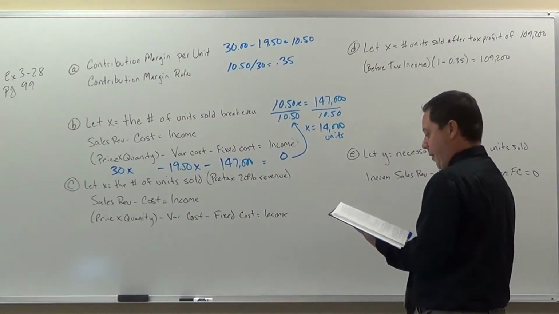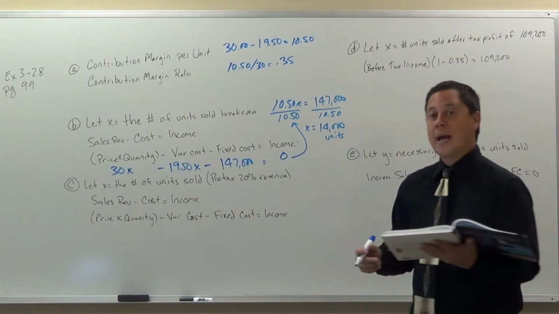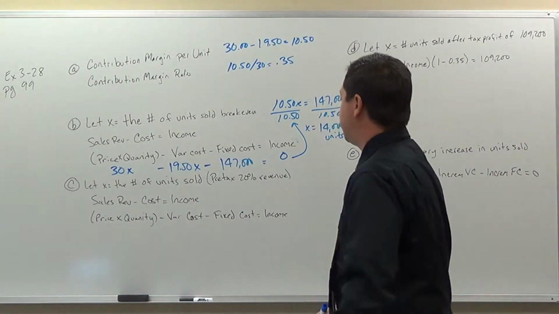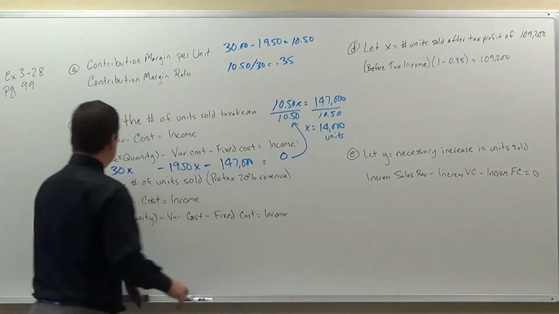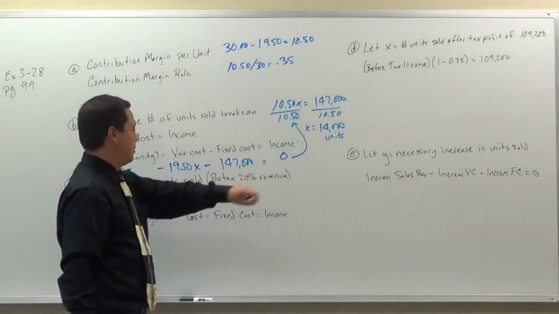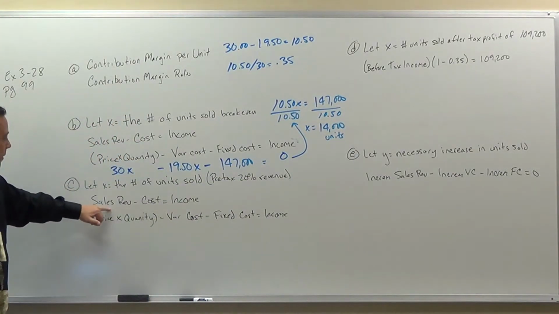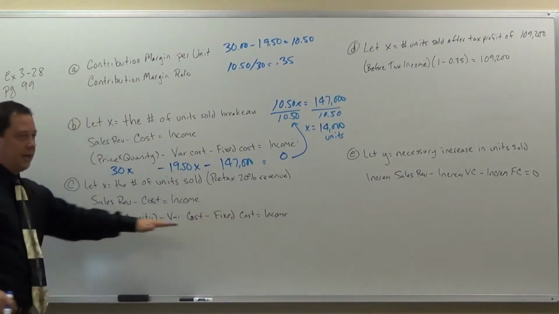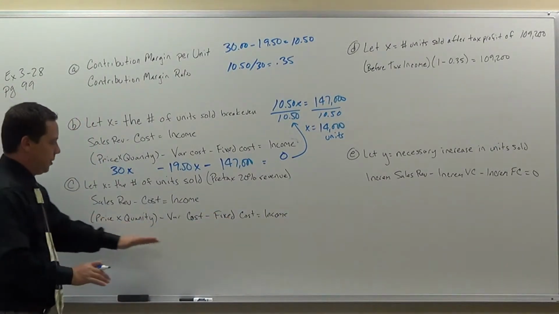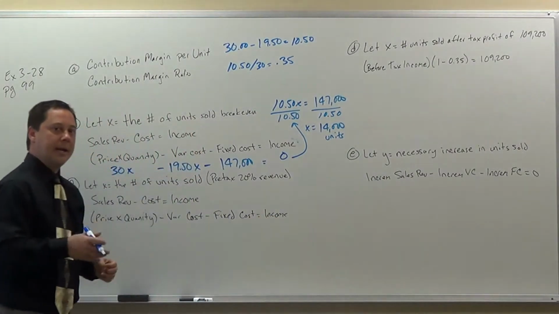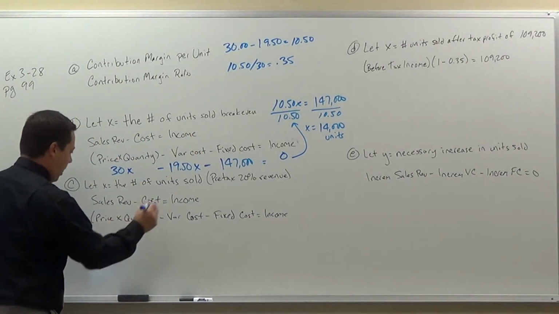Determine the sales revenue required to earn pre-tax income equal to 20% of revenue. So what we're going to do is, again, let X equal the number of units sold for pre-tax income of 20%. To figure this out, we have sales revenue minus cost equals income. So I have the same equation here, but there's going to be a difference. The difference is on this end here. My income will be a little different.